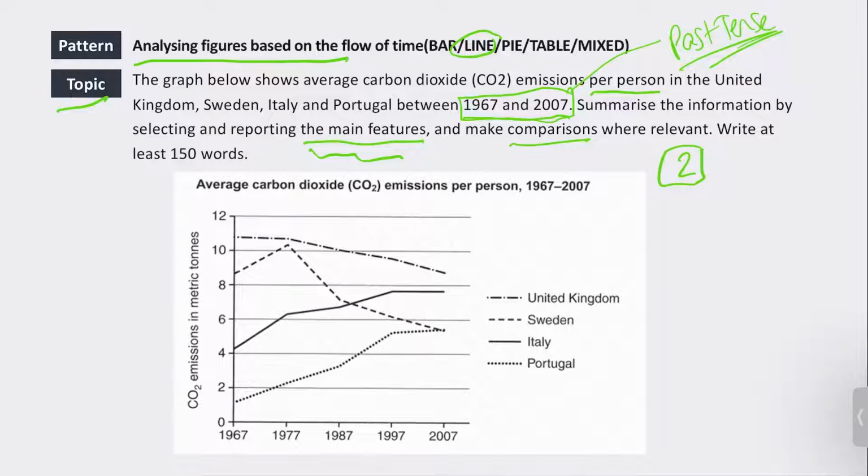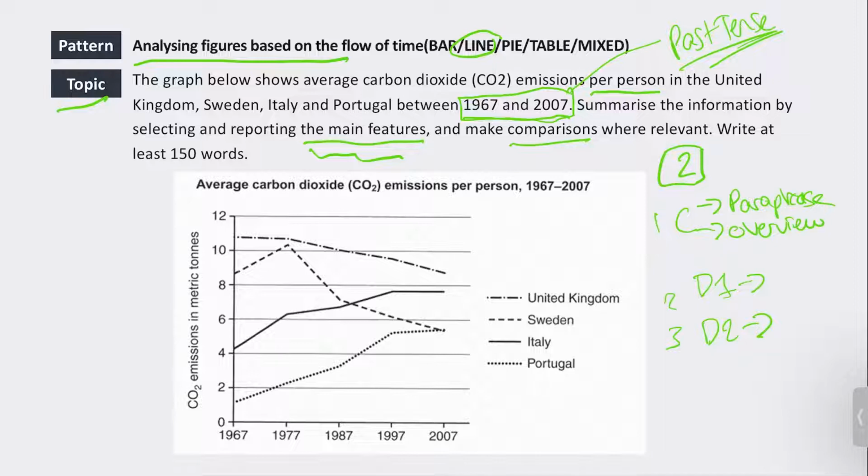So in your structure, you'll have your paraphrase, okay, of the topic of the graph. You'll have your overview, okay, of the 2 main trends that you're going to talk about, and then you'll give details about trend number 1, and then you'll give details about trend number 2. Okay, so overall, you'll have about 3 paragraphs. So let's take a look at this chart.